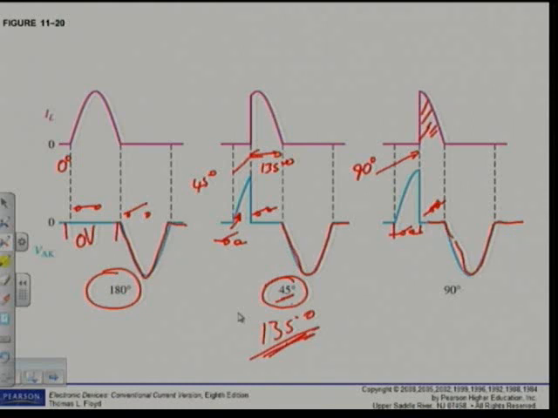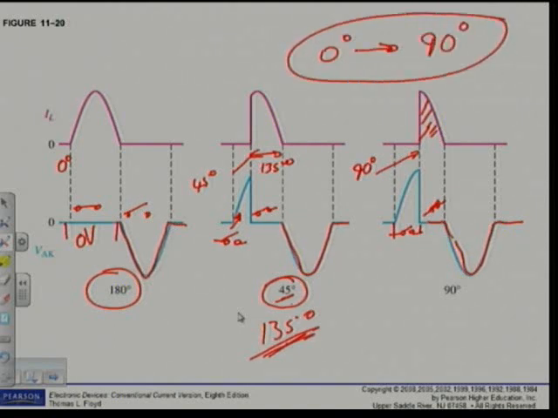I repeat, please take note, with a circuit like this, you can only have control from 0 degrees to 90 degrees. Only control for that with this circuit. With this circuit of figure 11.7, or let's say the example figure 11.19, you can only have control from 0 degrees to 90 degrees.